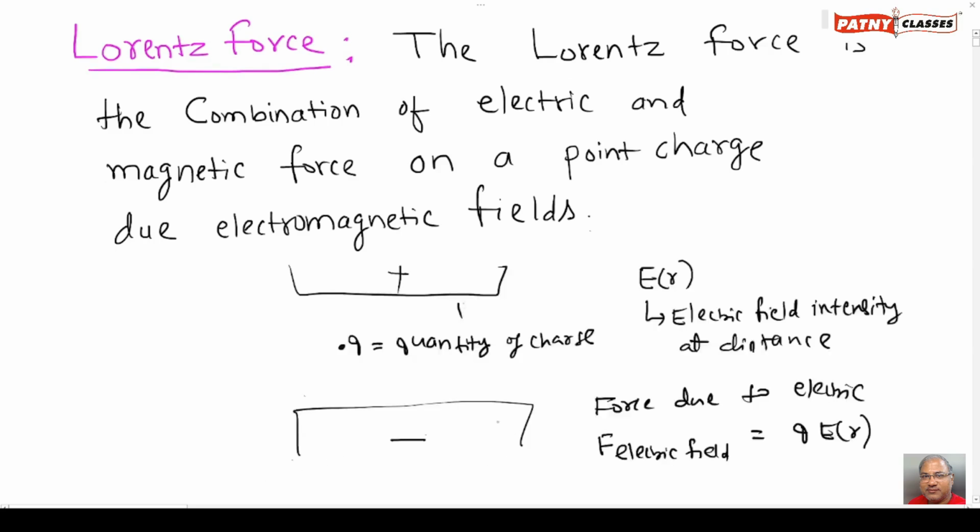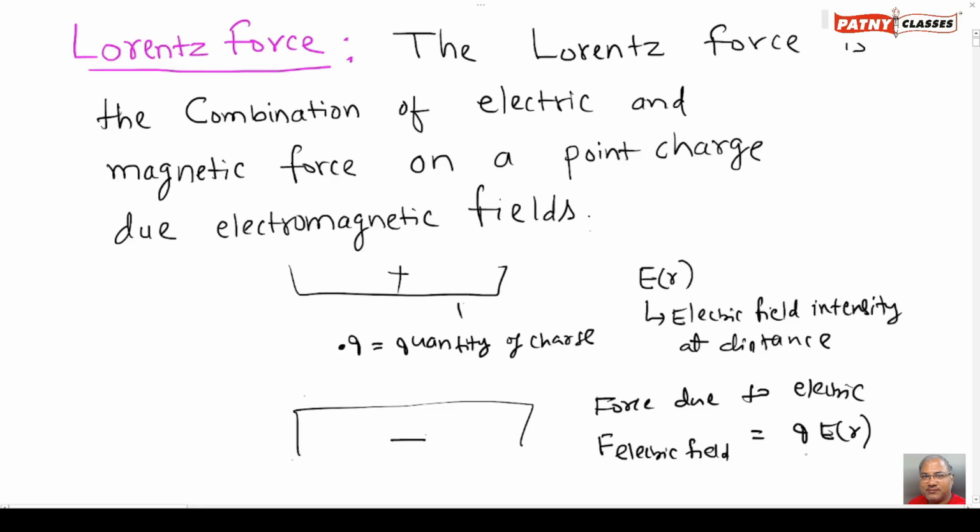Now let us assume that Q coulombs of charge is kept in some electric field, and due to this electric field there is some force acting on the charge. Of course, whenever we keep any charge in the electric field, the charge Q moves away. And let E of R be the electric field intensity at distance R. Then there is a force acting on the charge due to electric field.